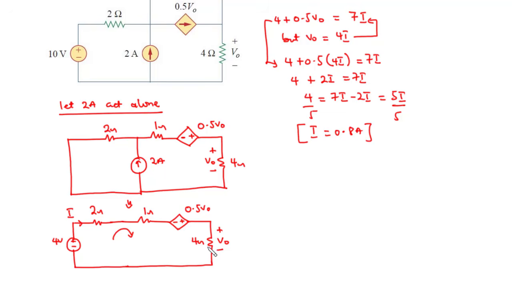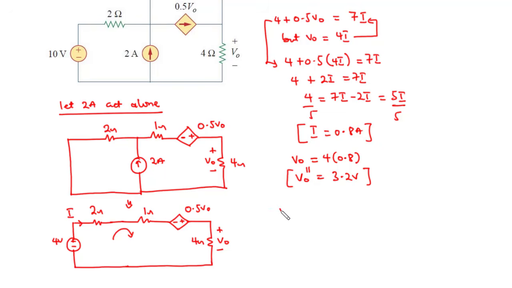Now, since we are interested in the value of V0, we have V0 equal to 4I. So 4 times 0.8, which is equal to 3.2 volts. So since this value of V0 is as a result of 2 amperes acting alone, we call that V0 double prime.